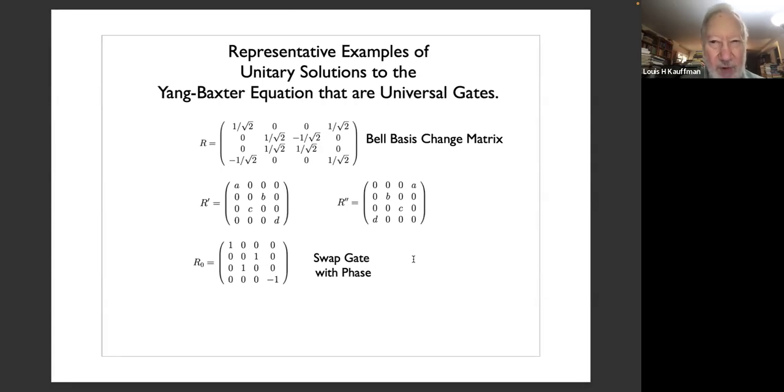So one can ask for examples of unitary solutions to the Yang-Baxter equation that are universal gates, and there are some, like the Bell basis change matrix that I mentioned before, which will model the HOMFLY polynomial, and some others. The simplest one I know is this little guy here, which, as you see, is interchanging two, and it has a bit of a phase change here.